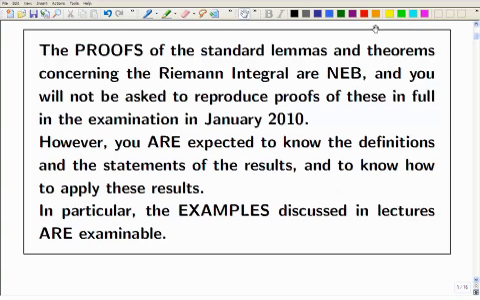There are some lemmas and theorems mentioned in this chapter, and you don't need to know how to prove them. You won't be asked how to prove those lemmas and theorems in the exam in January. But you will be supposed to know what those theorems say and to be able to apply them. You're supposed to know what the definitions say. You're supposed to be able to check examples and decide what sort of properties examples have got. So any examples we do today will be examinable.